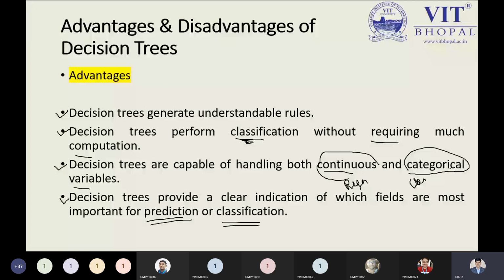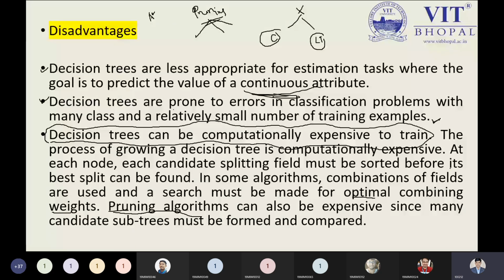There are so many advantages by which we need to decide whether we should use the decision tree or not. So of course we should use it. The disadvantage is telling us in a different way. Decision trees are less appropriate for estimation tasks where the goal is to predict a value in a continuous field. Here I'm just saying an important term you need to keep in mind.